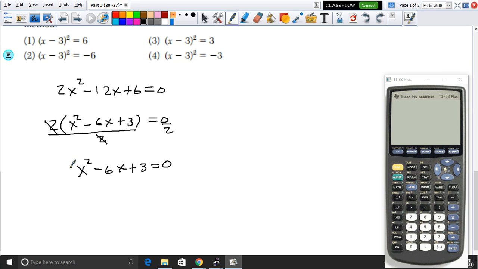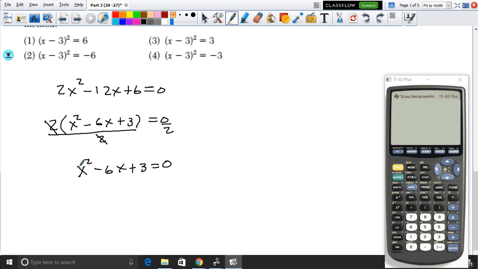Now, the reason why I wanted to do that is when it comes to completing the square, we would like to have the leading coefficient equal to 1. So right here, the leading coefficient was equal to 2. That's not okay. Now that we have a leading coefficient equal to 1, which is the number in front of x squared, if that number is 1, then we can continue with the process.